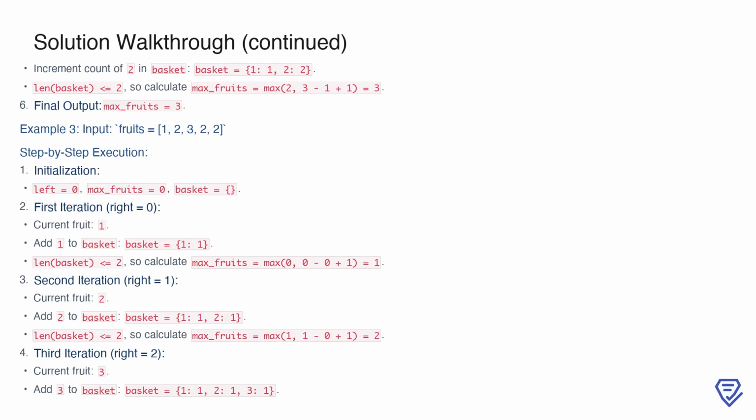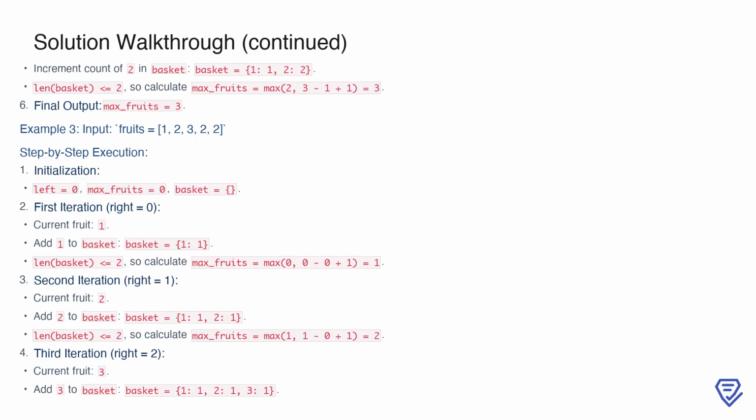Now let's look at the third example, where the input array is 1, 2, 3, 2, 2. We initialize left to 0, max_fruits to 0, and an empty basket. At index 0, the current fruit is 1. Adding it to the basket gives {1: 1}. The basket contains only one type of fruit, so we calculate the maximum as max(0, 0 - 0 + 1), which equals 1. At index 1, the current fruit is 2. Adding it results in {1: 1, 2: 1}.